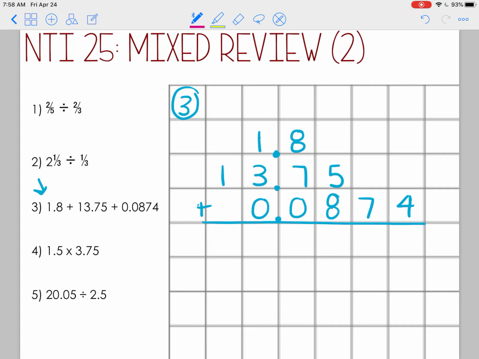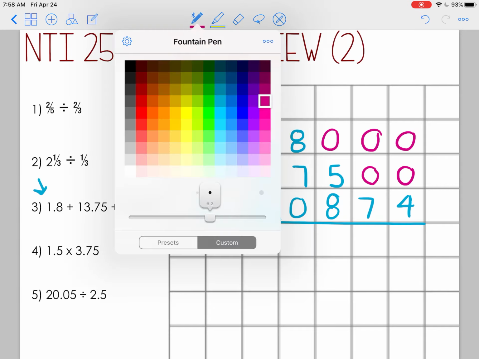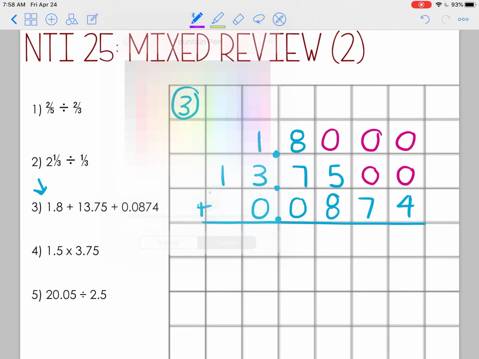So behind my first number here, I need 3 zeros for placeholders. Behind my second number, I need 2 zeros for placeholders. And then in that third number, I don't need any placeholders because that's our longest decimal. Now, all we have to do is add straight down the columns and then drop down our decimal point.